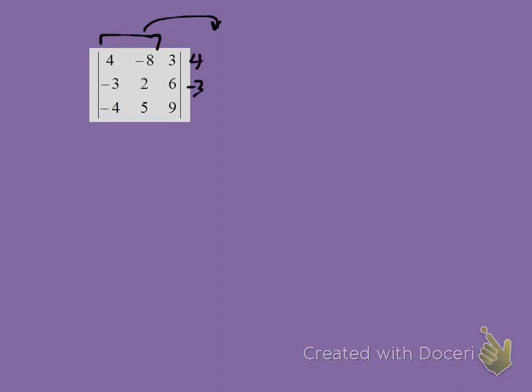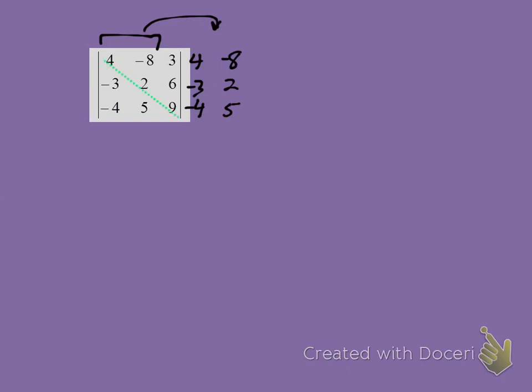4, negative 3, negative 4, negative 8, 2, 5. Okay. Take your first 2 columns, rewrite them to the right side of the matrix. Everybody good with that? Now, just like how we did with the 2 by 2, where we did A times D first and went down that way, you're going to do the same thing here.